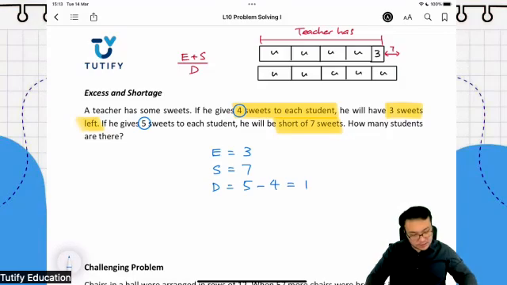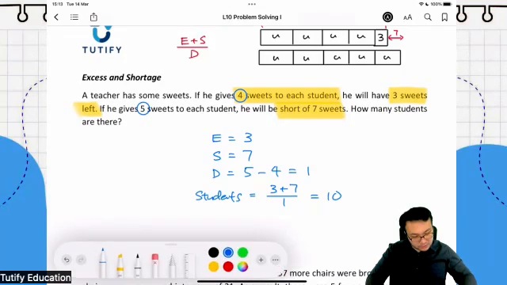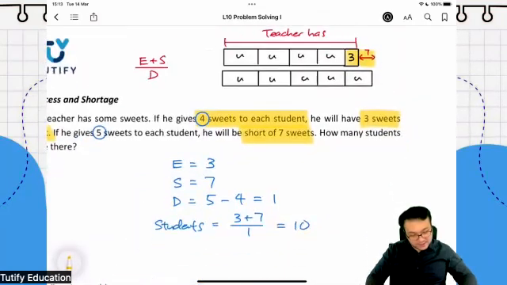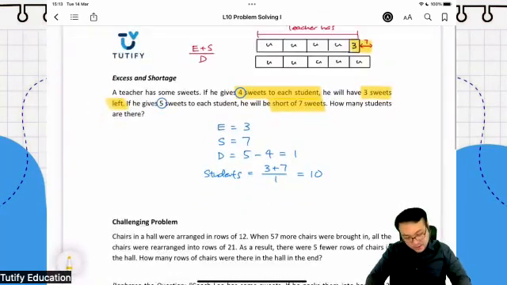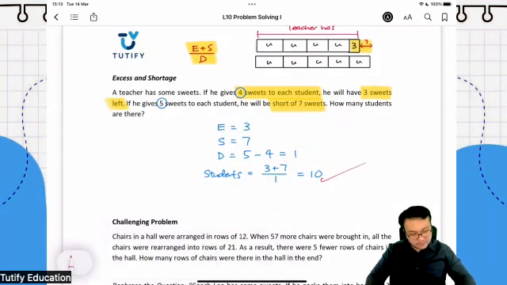1. Yes. So if you want to find the number of students, you take the excess plus the shortage divided by the difference. And what's your answer? 10. Very good. Do you notice that you still get the same answer? 10. So now you know how to use this formula, excess plus shortage divide by difference? Very good. Well done, Alexis.